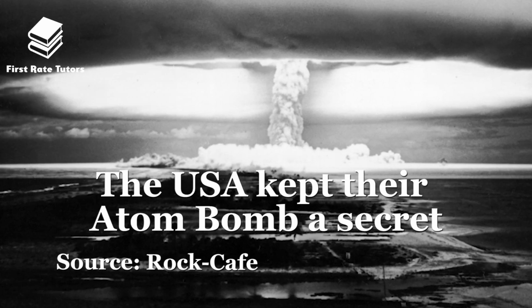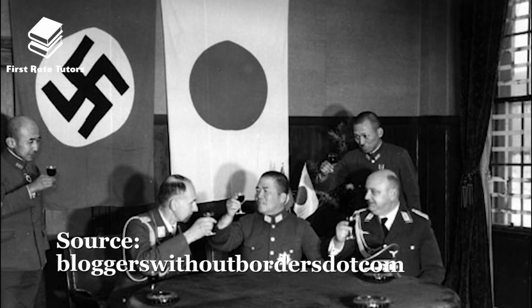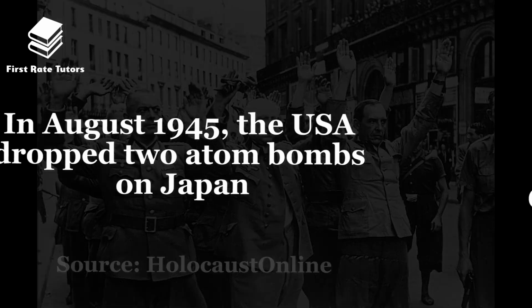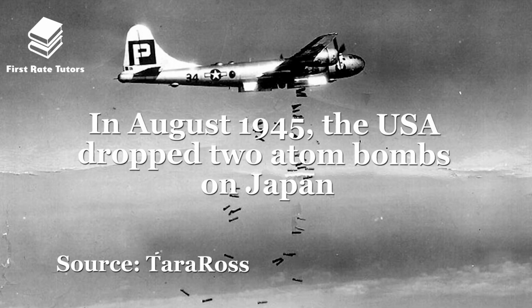Another important thing is that the USA kept the atom bomb a secret. So firstly, you need to be aware that Japan during the Second World War was on Germany's side in the war, and Japan continued to fight after Germany had surrendered in May 1945. In August 1945, the USA dropped 2 atom bombs on Japan, destroying the cities of Hiroshima and Nagasaki. The atom bombs meant that military help from the USSR wasn't needed to defeat Japan. President Truman also refused to allow the USSR to take part in the US occupation of Japan.